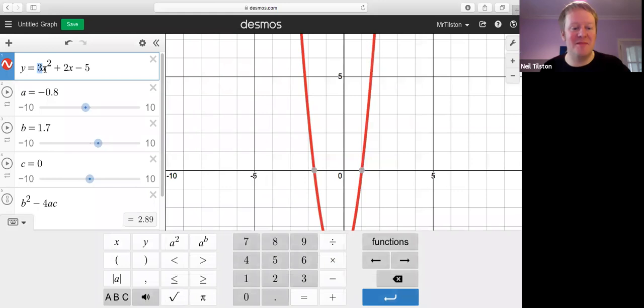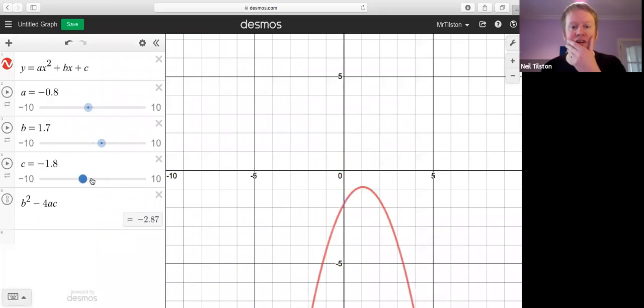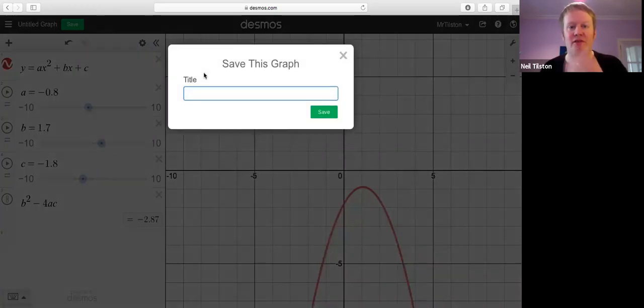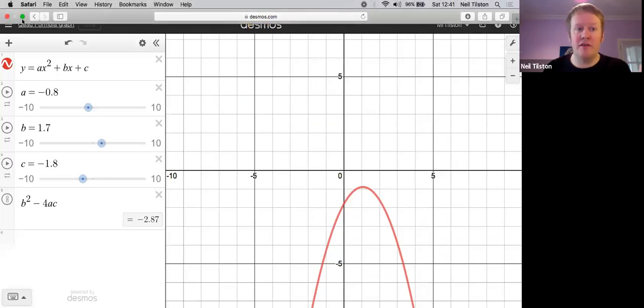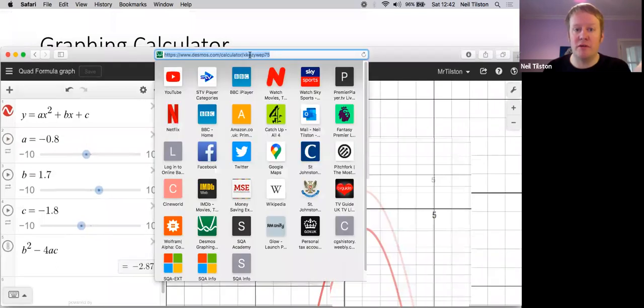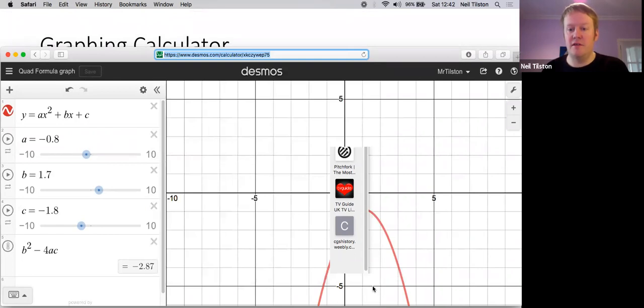I want to put A, B, and C back, because what I might do is send it to them in that form and get them to play about with the values of A, B, and C. If I save it like that, I could call this quad formula graph. Save it like that, that's it done. And all you would need to do to share it with your class is to copy and paste the URL.